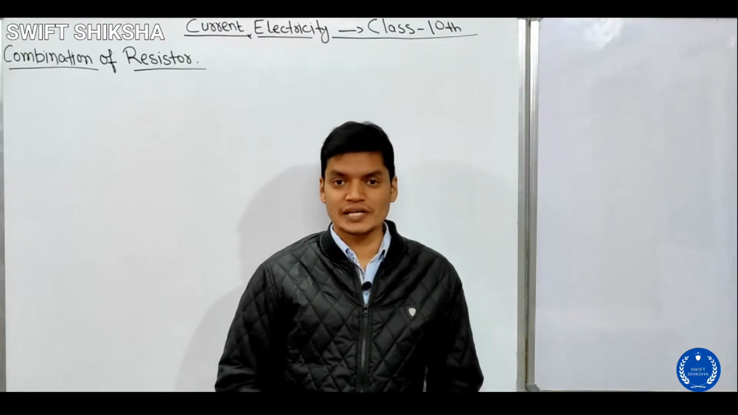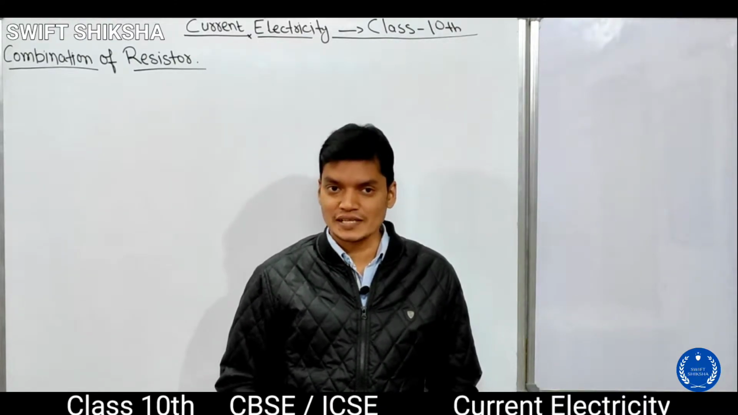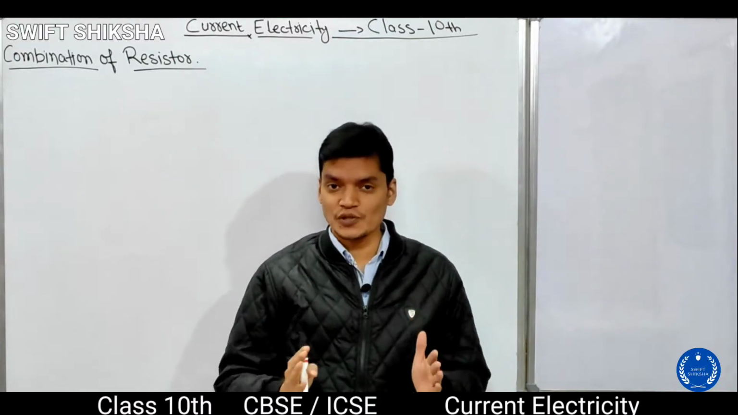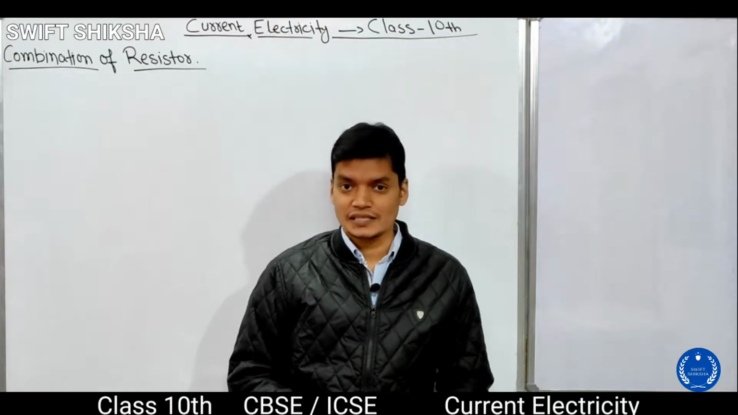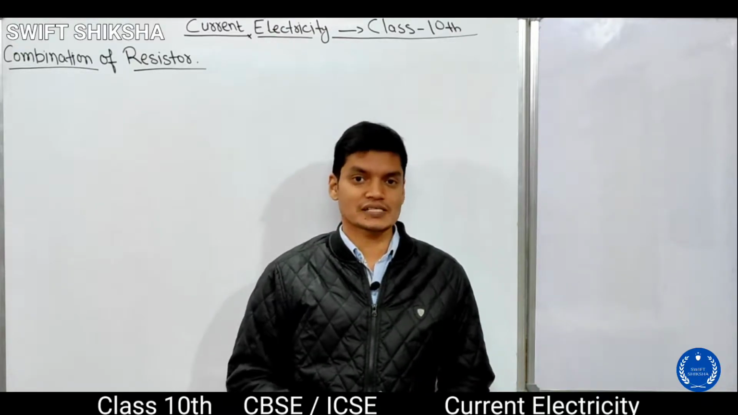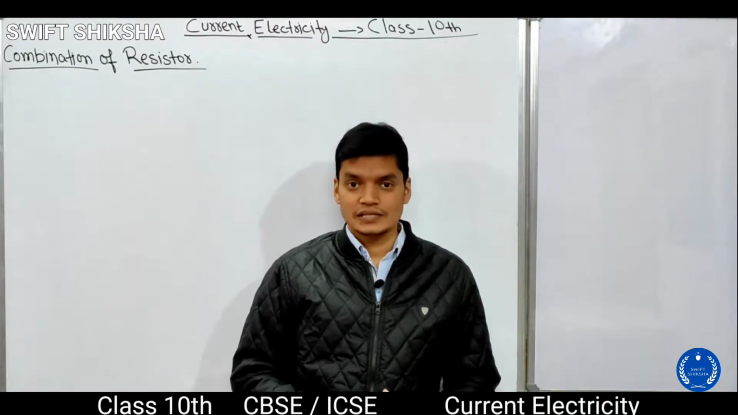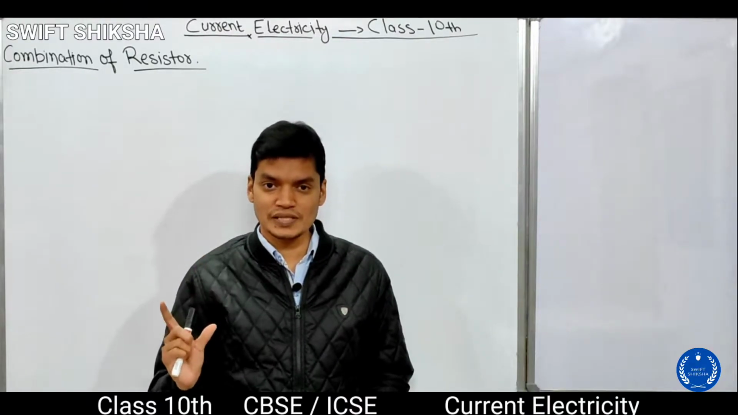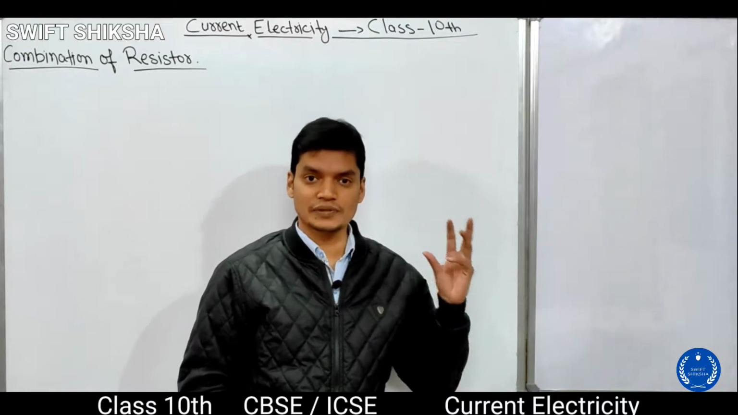Today I will teach you current electricity of class 10th standard, and our topic is combination of resistors. This is the most important topic in current electricity. Now let us start today's class. There are two types of combination of resistors. The first one is series combination, the second one is parallel combination.